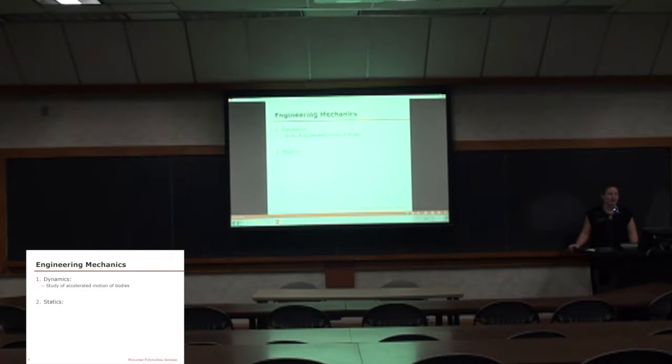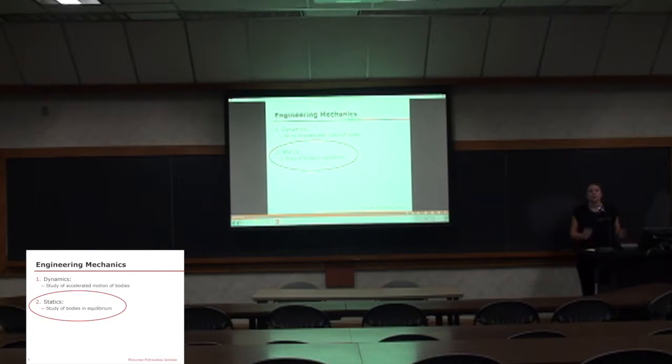Dynamics is the study of accelerated motion of bodies. So this is the study of moving cars, maybe the gears in guns, or an object falling to the surface of the earth. Now statics is the study of bodies in equilibrium. Now, which division do you think civil engineers are more focused on? Yes? Is it statics because everything, like bridges, are stationary? Exactly. So civil engineers are concerned with statics because all of our designs are built such that they're not moving.